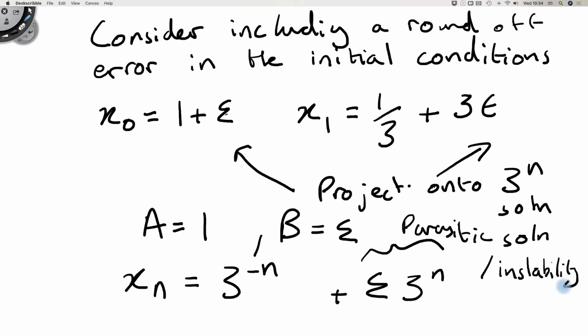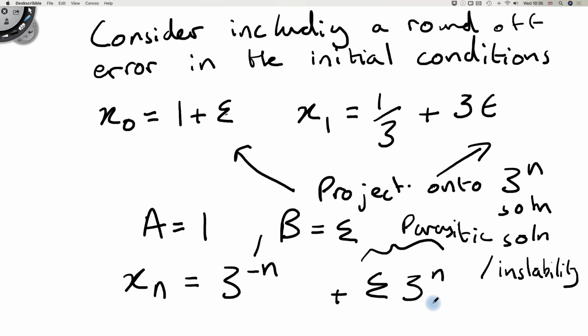And this is why we set up what initially looks like a fairly artificial example, but it's a very nice example because we know the true solution is this first term, 3 to the minus n. But now we've put in some random error, a very small error, but because it's multiplied by this exponential term, and that's the point, a very small error gets multiplied by exponential growth, it dominates the solution later, and it's parasitic, it's nasty, it's numerical instability.